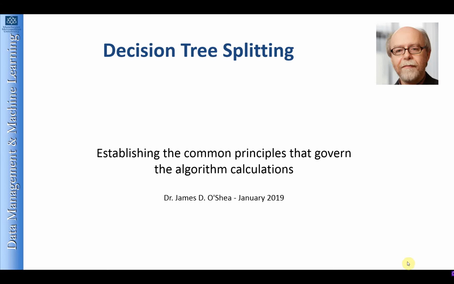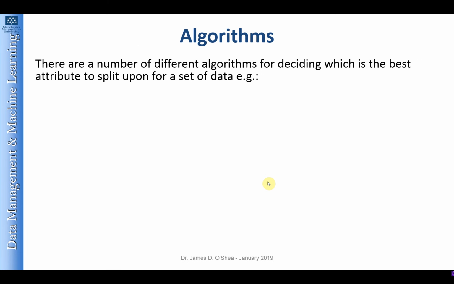This movie is intended to give you an understanding of two common principles that govern the algorithmic calculations to choose an attribute to split on at a decision tree node. There are a number of different algorithms for deciding which is the best attribute to split upon.